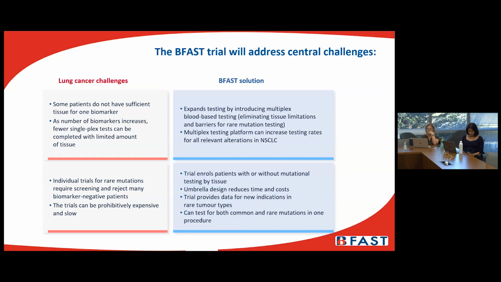We're using next generation sequencing, so it's a multiplex testing platform that looks for over 300 genes. The patient doesn't have to have any tissue available, and the trial itself is very economical to run.